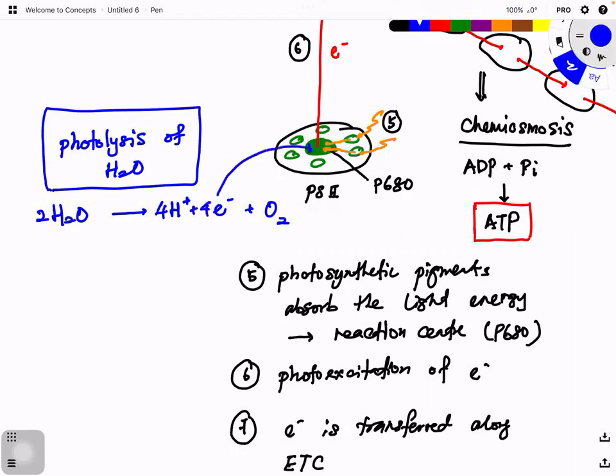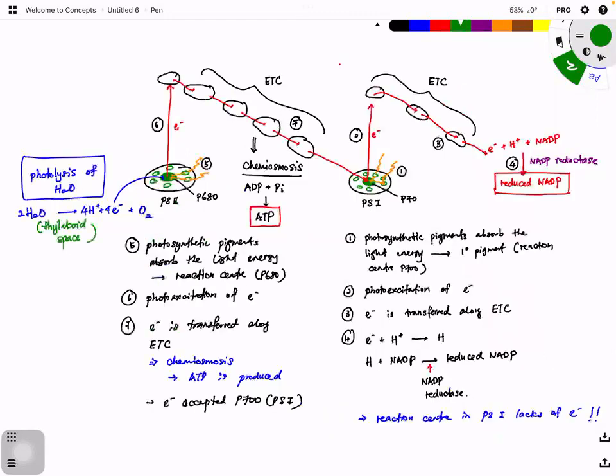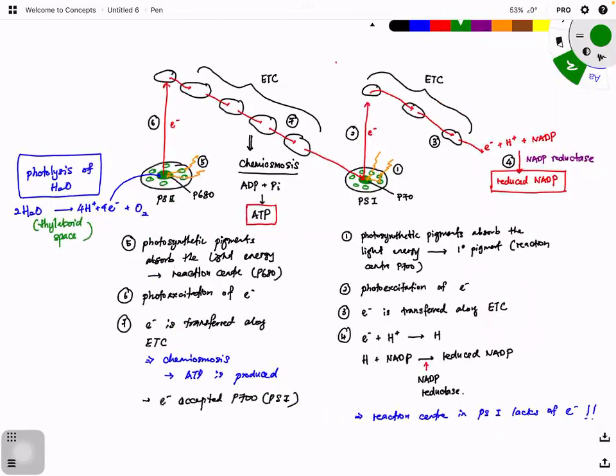And this electron will be accepted by the reaction center of photosystem 2. And this process takes place at the thylakoid space. Okay? So if you take a photo, okay, this is a summary of the entire process.